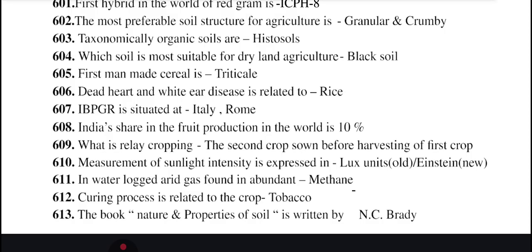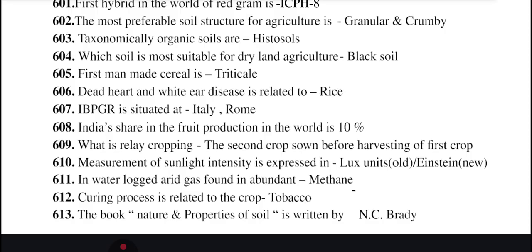IBPGR is situated at Rome, Italy. India's share in the fruit production in the world is about 15 to 20%. Relay cropping is the second crop sown before harvesting of the first crop. Measurement of sunlight intensity is expressed in lux units. Now it is Einstein. Waterlogging gas found in abundance is methane.